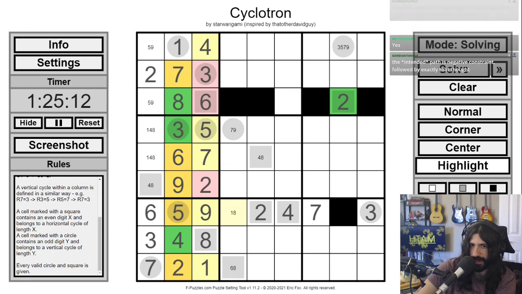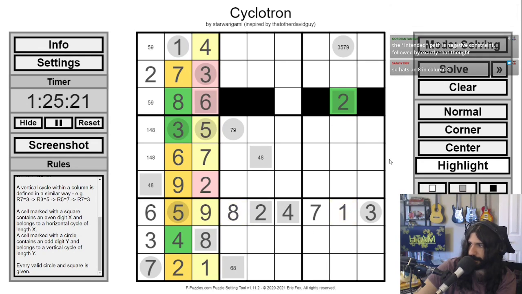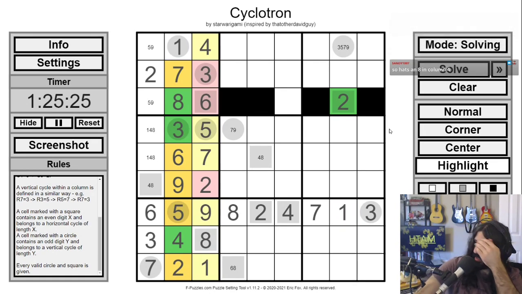And this is 1, and this is an 8. Did I get that right? Hopefully I got that right. The intended path is negative constraint followed by exactly that thought. Fantastic. Okay. Wow, that gave us so much. That gave us so much. Okay. So now we got a 7.